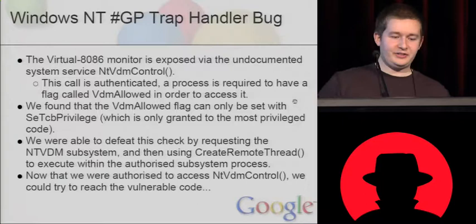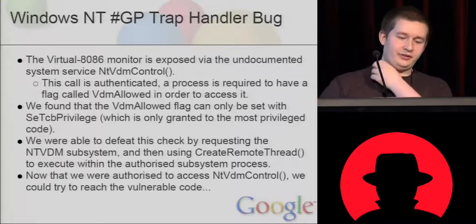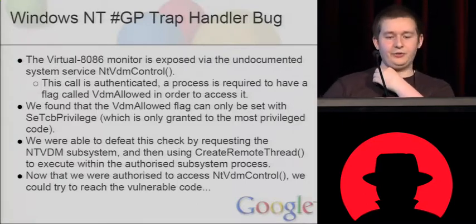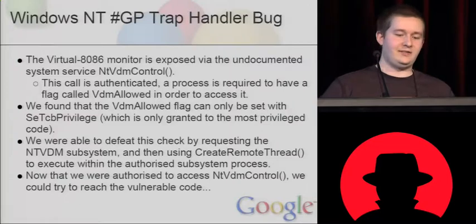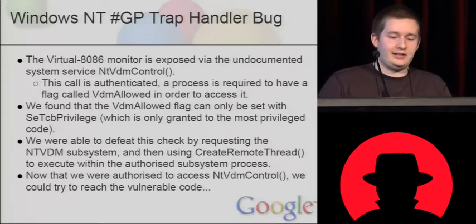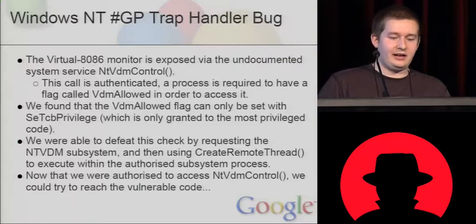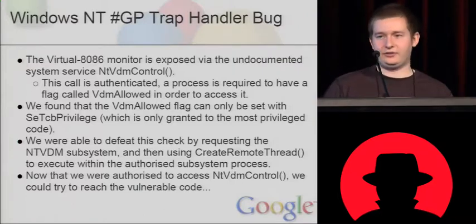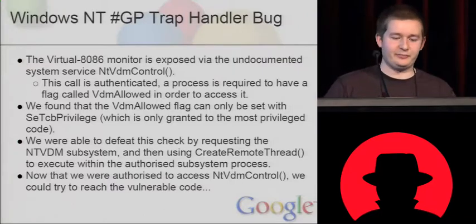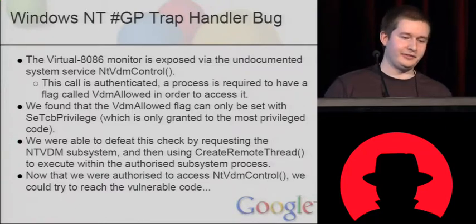So how do you interact with the virtual 8086 mode monitor? On Windows NT, it's an undocumented system service called NtVdmControl. It's authenticated. You're not allowed to access it unless you have a special flag in your EPROCESS structure called VdmAllowed. You can't set this flag unless you have SeTcbPrivilege, and you'll use something like, I think it's NtSetSystemInformation or NtSetInformationProcess. And you need SeTcbPrivilege.